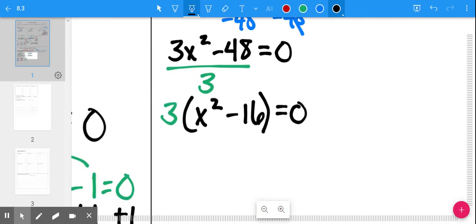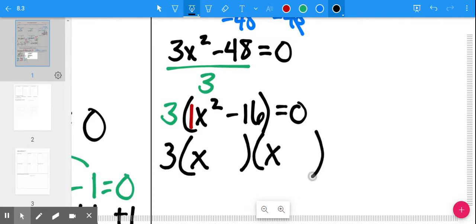So here we are with another perfect square binomial. We have that implied 1 in the front, 1 times 1 is 1, and that 16 in the back, 4 times 4 is 16. So when we rewrite our binomials, we have 3, just the 1x. We're adding and subtracting because that's how you make that 16 into a negative, and the square root of 16 is 4.